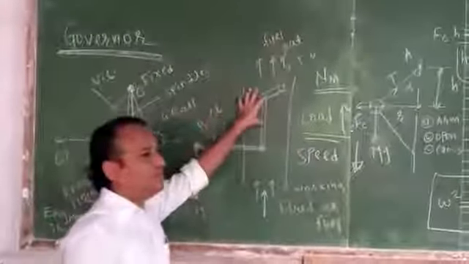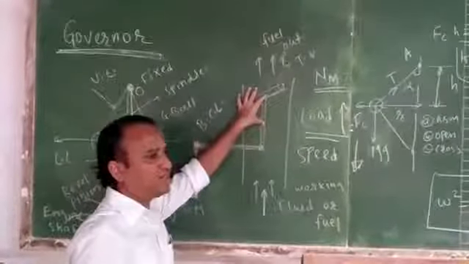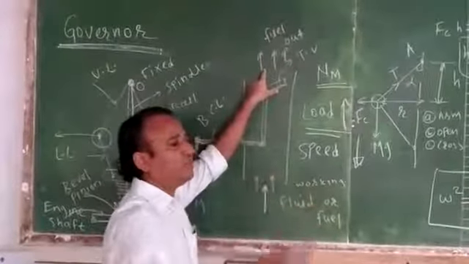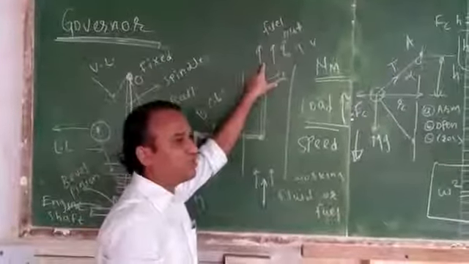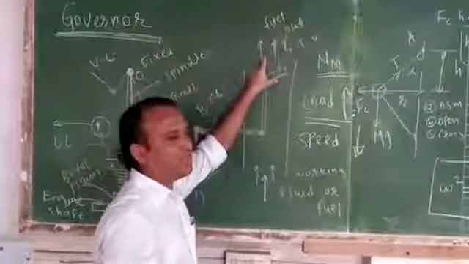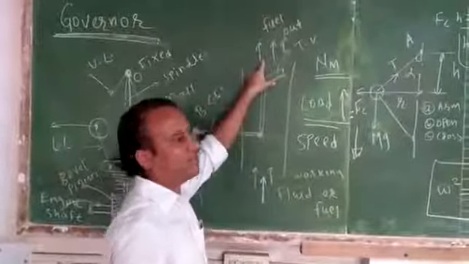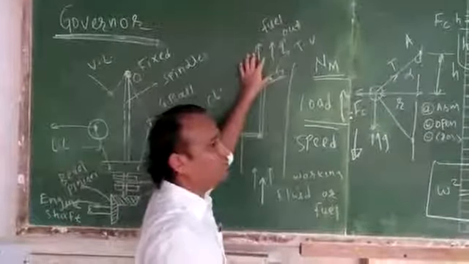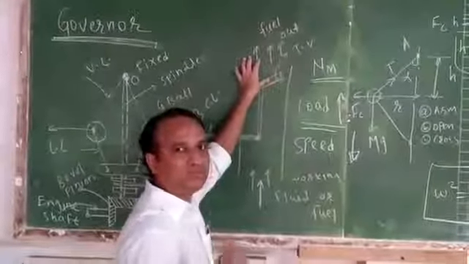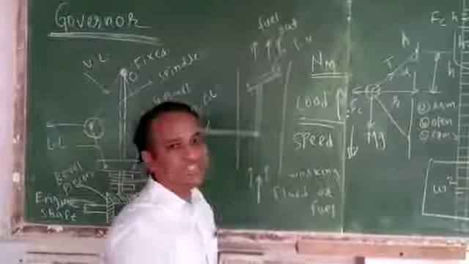For example, if I am considering an internal combustion engine, suppose a petrol engine, this fuel will first be transmitted to the carburetor, and from the carburetor to the engine cylinder. For a CI engine, that is a diesel engine, fuel will be supplied to the fuel injector, and from the fuel injector it is given to the engine cylinder.